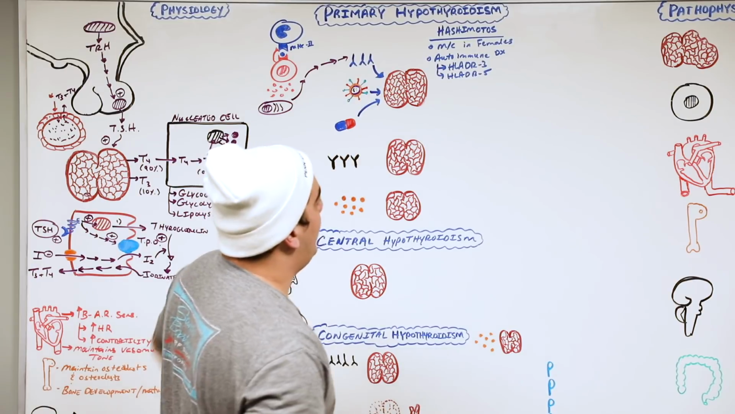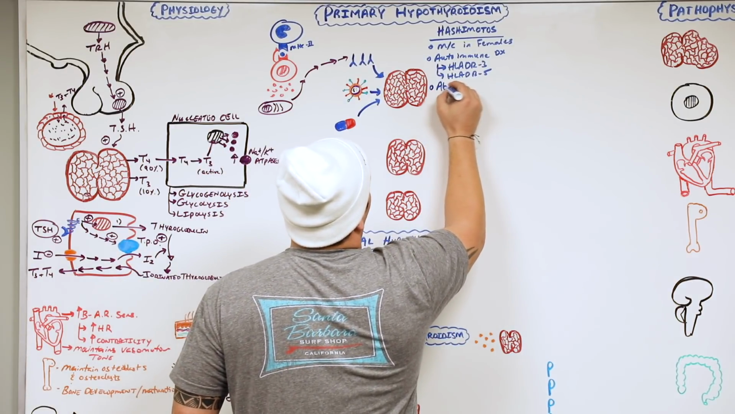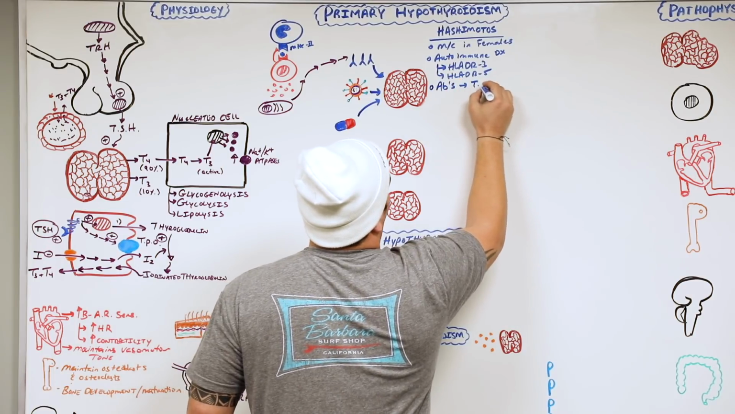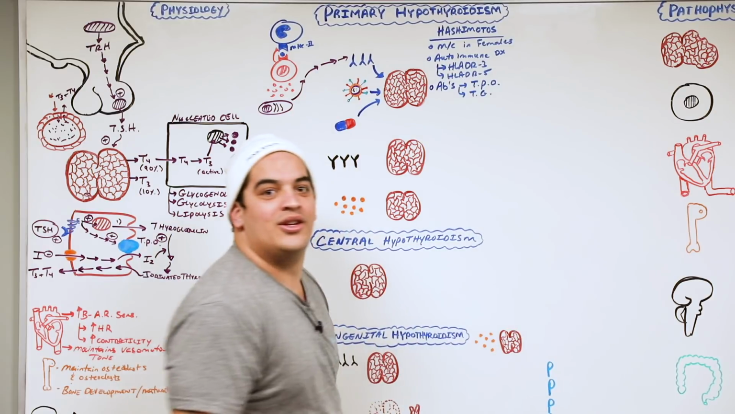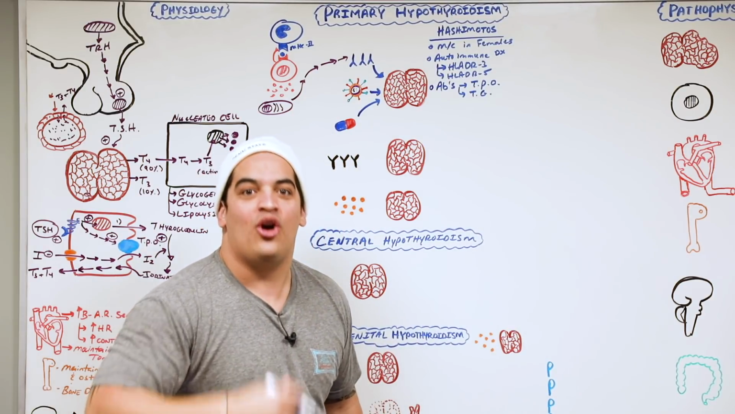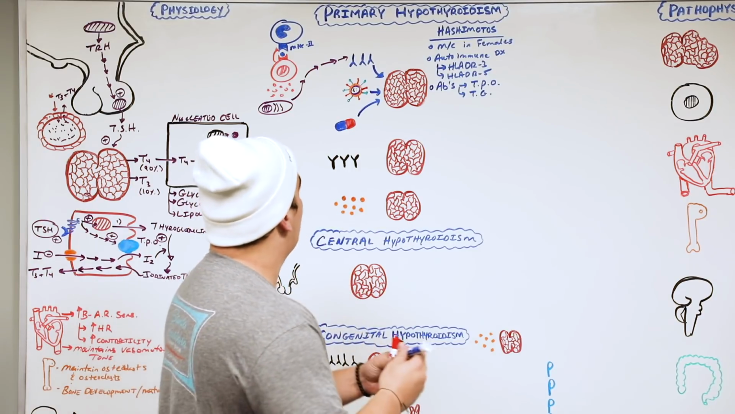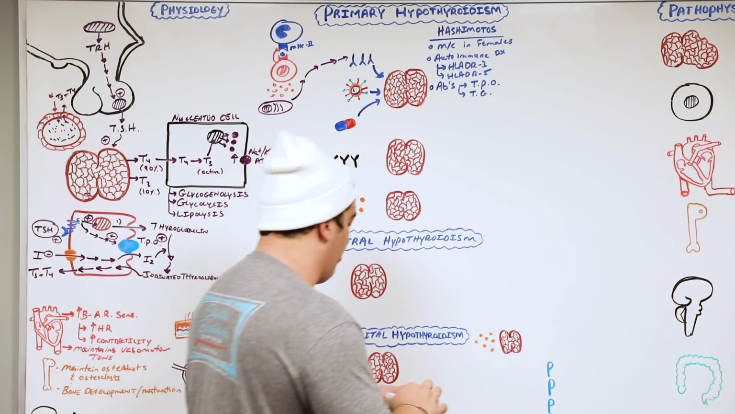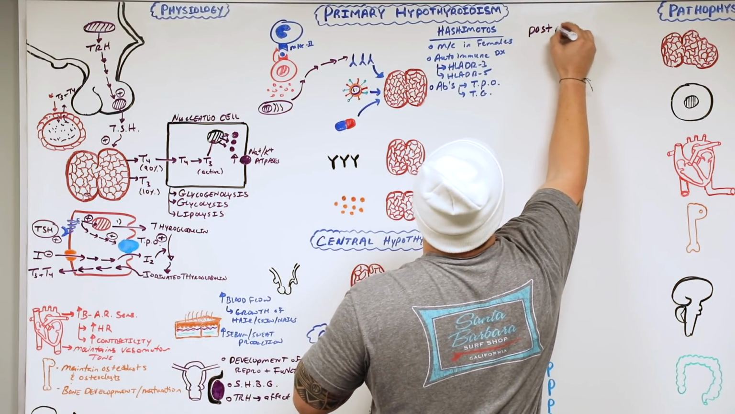Now, what are the names of these antibodies? These antibodies are exerted against the thyroid peroxidase and the thyroglobulin. So they're called anti-TPO antibodies or anti-thyroglobulin antibodies. Okay? The next one, similar to Hashimoto's, is called postpartum thyroiditis.